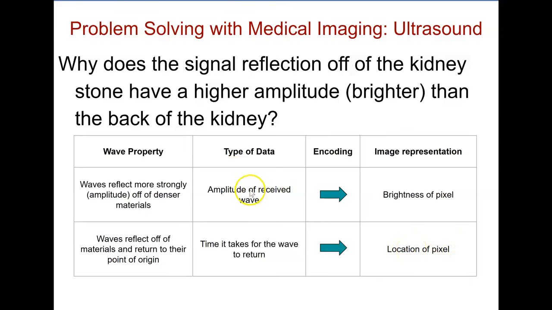But we also get a different kind of data from what kind of material it hit. If it hit a more dense material, we're going to encode it as a bright pixel because we see a larger amplitude wave. If we see a shorter amplitude wave, we know it reflected off of a less dense material. So we can also show that as the brightness of the pixel. Okay, so what does this look like in practice?